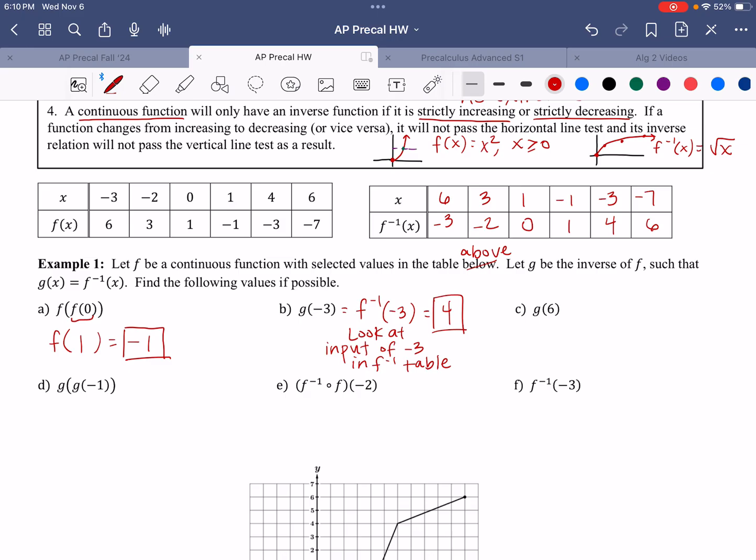Now, you could also, if you don't make an inverse table, go look at the output of -3 on the f of x table. So when the y of f of x is -3, its x is 4. If that's confusing to you, just switch the points and then refer to the table listed. So g of 6, that means we're going to be looking at the inverse table when the input is 6, and that corresponds to -3.